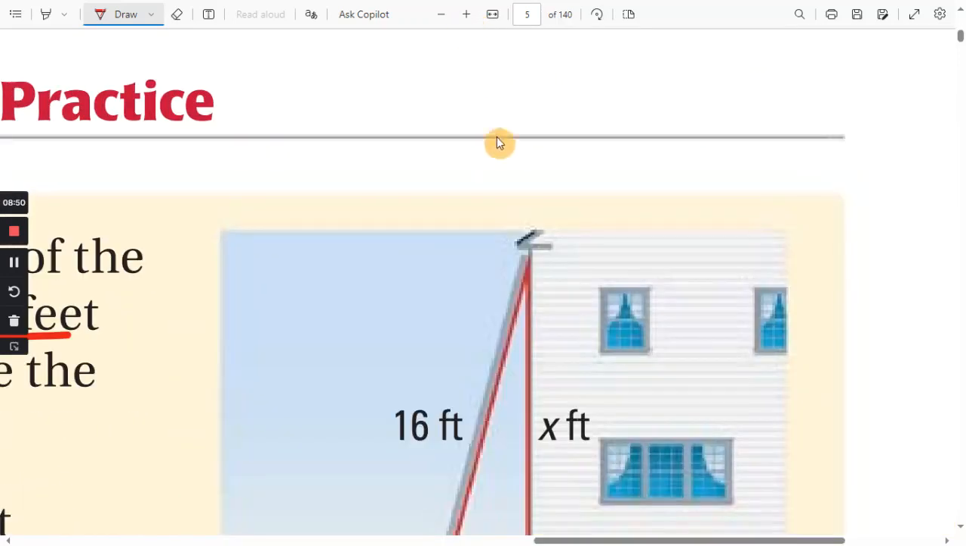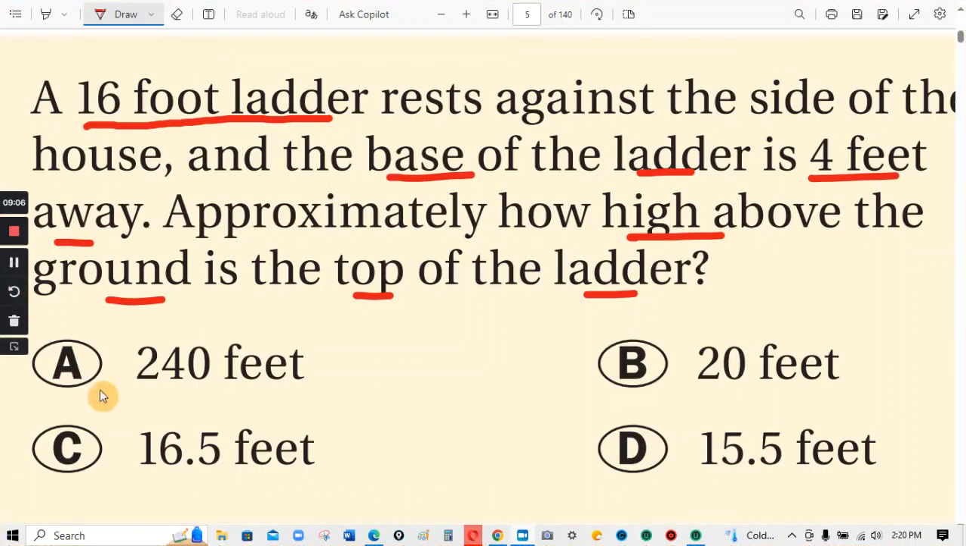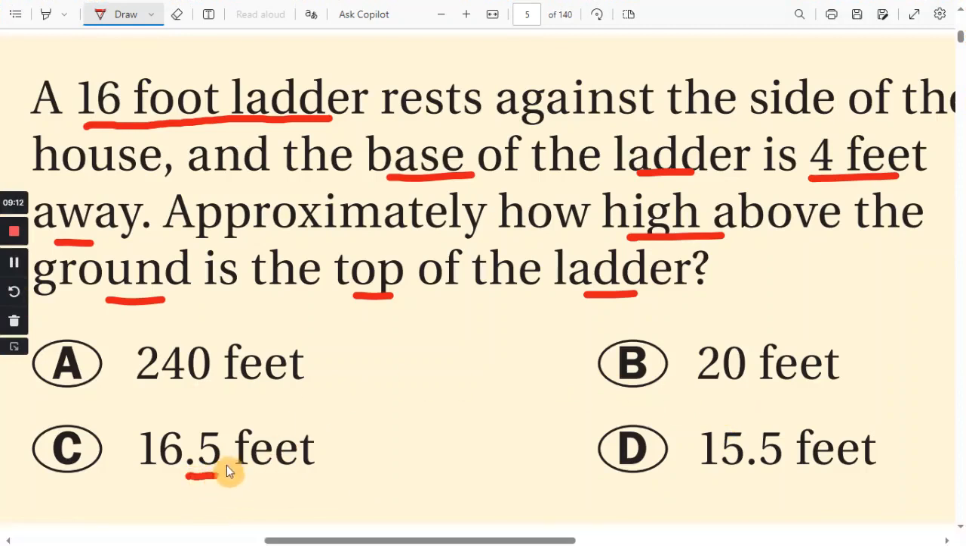Well, basically it looks like this. All right, here's the house. This is the ladder. Okay, this right here is the ladder leaning against the house. And they said it's 4 feet away. Now, their answer choices are not simplest radical form. They are either 1 decimal place or no decimal places. Okay, so this one you would just do on the calculator and round off if you need to.